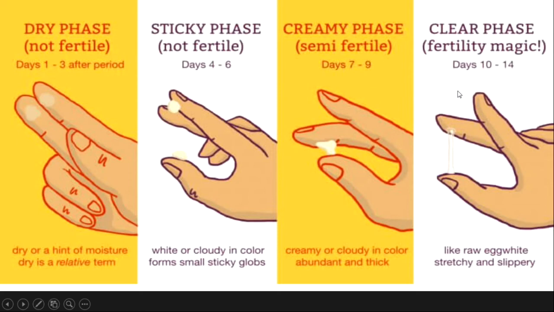Di ba? Alam naman natin na ang ovulation day is usually on the day 14 of the menstrual cycle. So, usually yung cervical mucus sa mga araw na yan is clear na siya and stretchy. So, it is like a raw egg white, stretchy and slippery. Yun yung characteristic ng clear phase natin. So, ibig sabihin, this is the optimal stage in which the sperm can fertilize the ovum, during this clear phase of cervical mucus secretion.